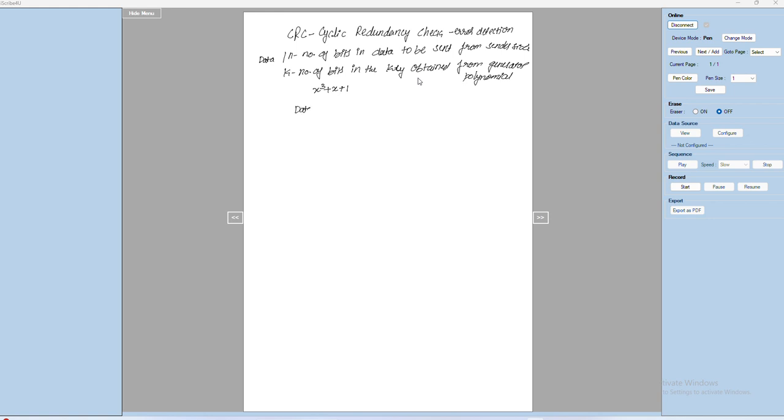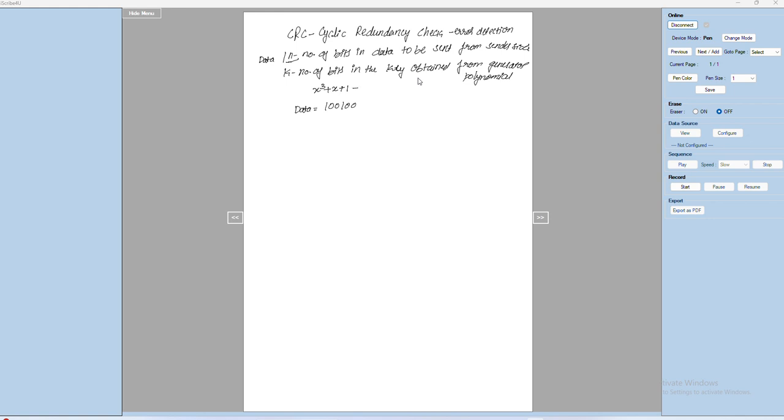Say for example, data is equal to 100100. So data is also represented with n, that is the number of bits in data to be sent from the sender side. The example I have taken here, 100100, is the number of bits in data to be sent from the sender side. And here we have k, which is nothing but the number of bits in the key obtained from the generator polynomial. The generator will be given in the form of a polynomial equation, that is x cube plus x plus 1, or else in some situations the generator will be given directly in the form of a binary value.